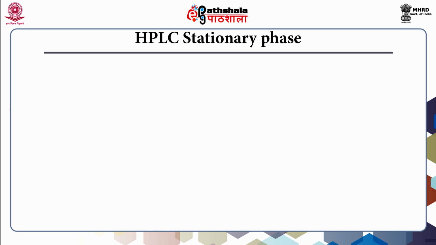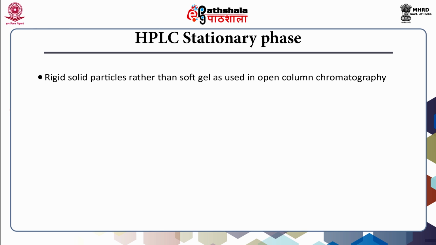HPLC stationary phase particles are mainly rigid rather than soft gel as in open column chromatography. Normally stationary phase particles are soft gels in case of open column chromatography, but in case of HPLC, these particles are solid rigid particles. Why? Because they have to sustain high pressure in the column. I mean HPLC, that is why the solid particles are more rigid in nature.